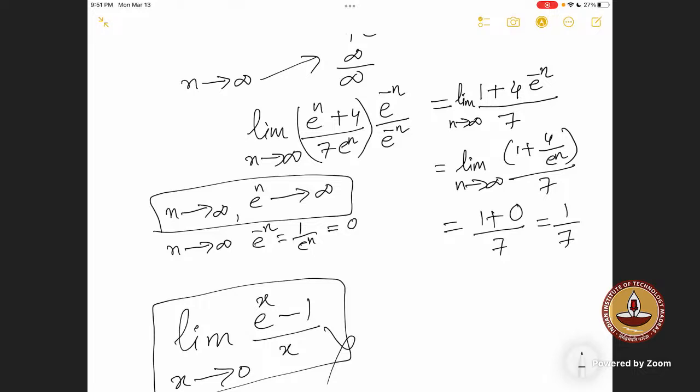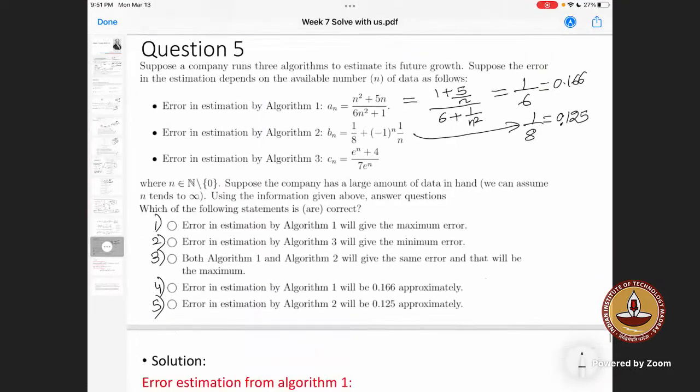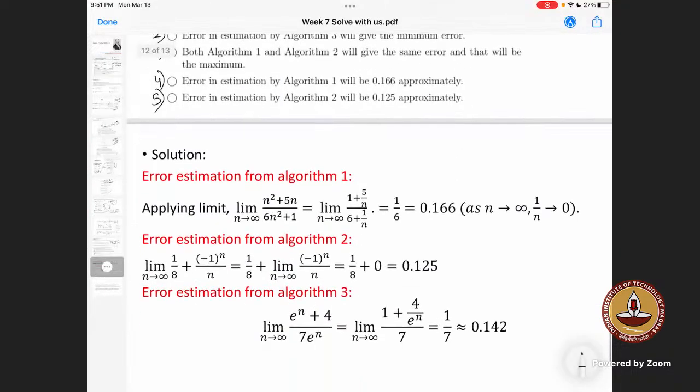Okay. So what are the options? The estimation from algorithm 1.